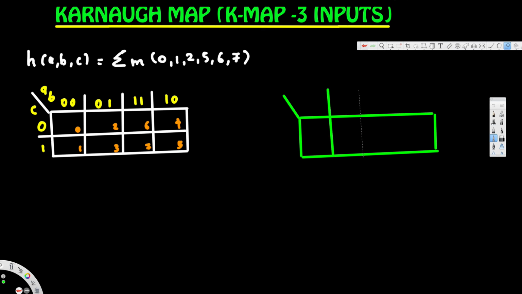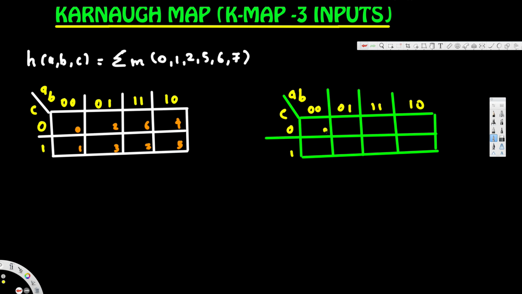Okay, here we have a, b, and here c. This is 0, 0, 0, 1, 1, 1, 1, 0, 0, 1, and the location is 0, 1, 2, 3, and then 6, 7, and then 4, 5.